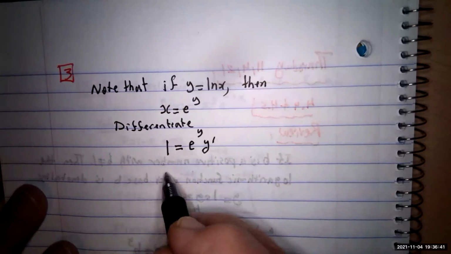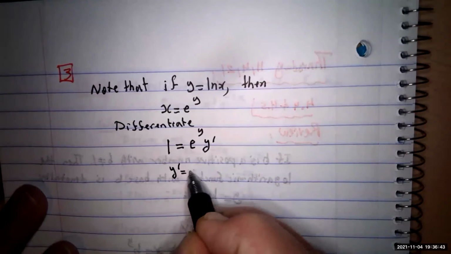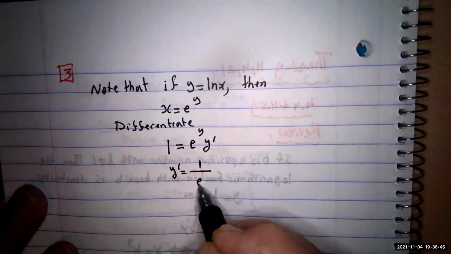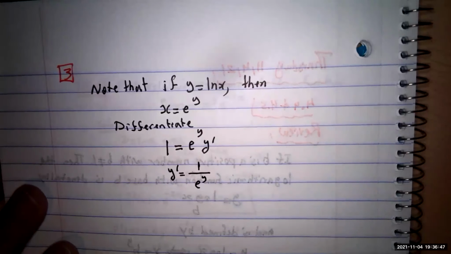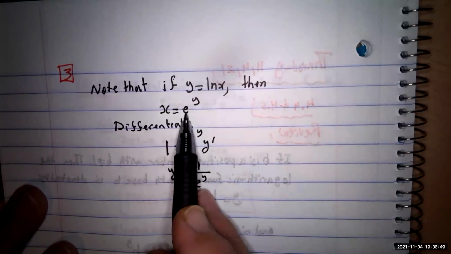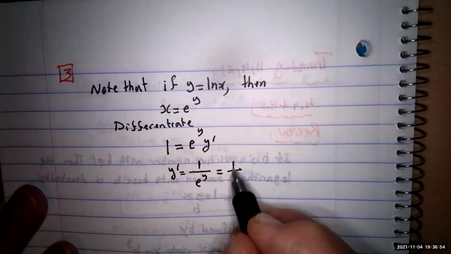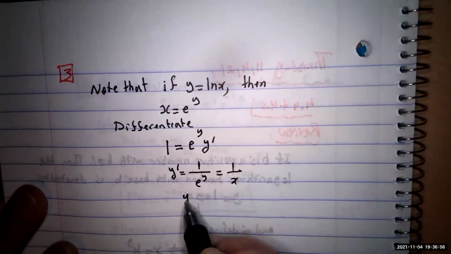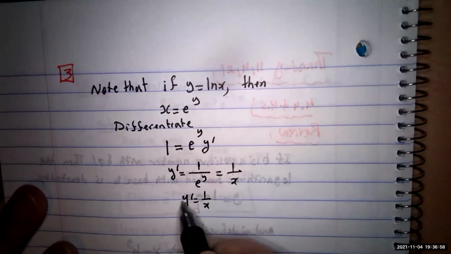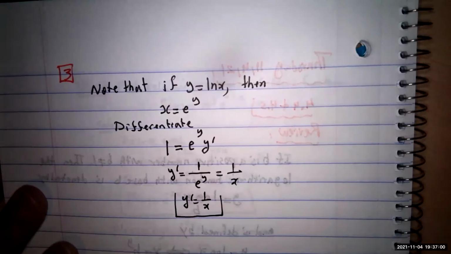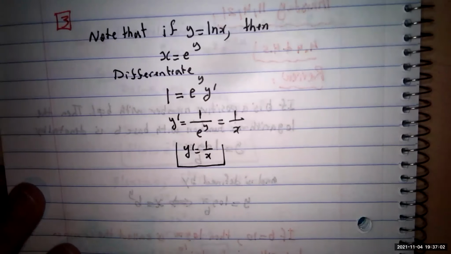If you solve for y prime, you get 1 over e to the y. But what is e to the y? e to the y is x. So that gives you 1 over x. So y prime would be 1 over x. That's it. Excellent proof. We have several proofs, but this one is the easiest one.